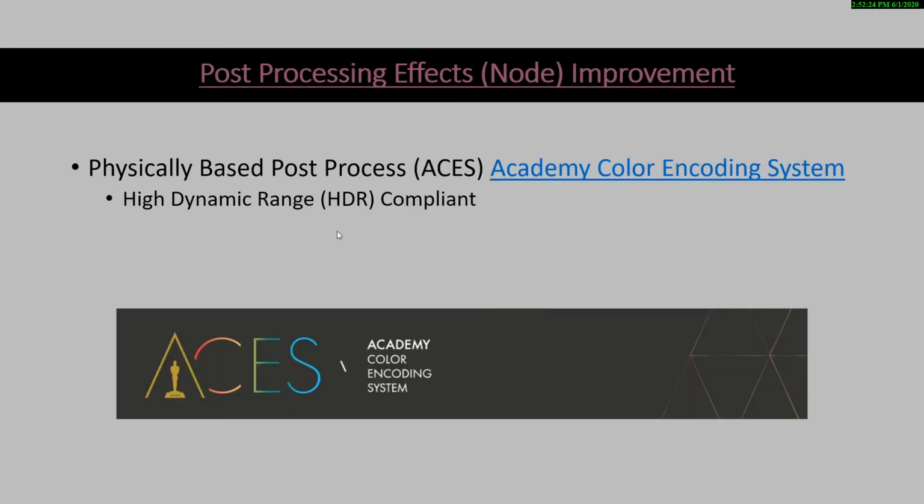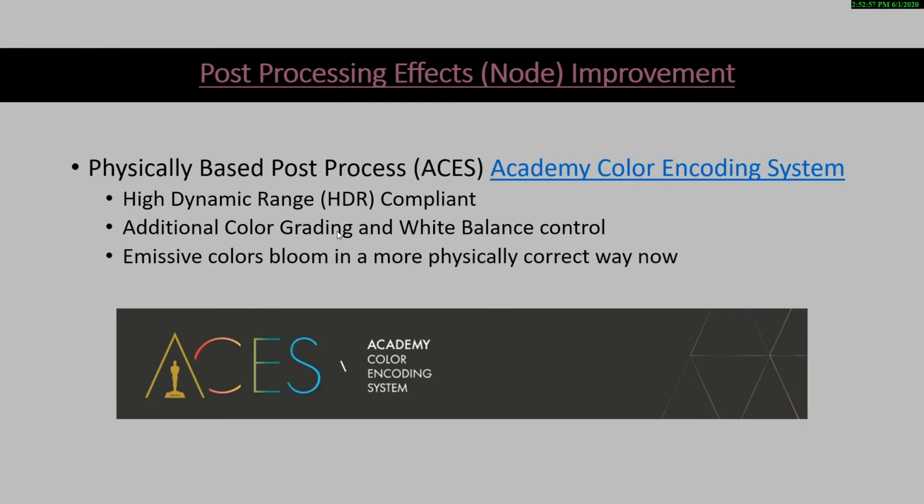One thing that's worth mentioning that looks towards the future is that Unreal has made the post-processing node in line with the ACES, Academy Color Encoding System. That means that it's high dynamic range compliant, at least for most of the options. So I'll mention some of the areas like LUTs. They're not always HDR compliant. However, it allows for additional color grading and white balance control, and also some of the emissive effects that are connected to blooms are much more physically correct now.